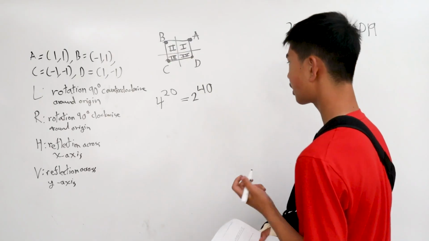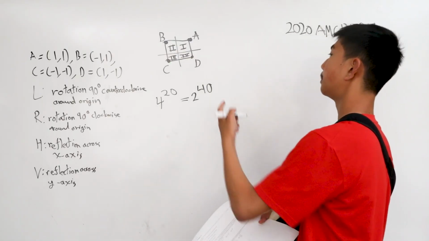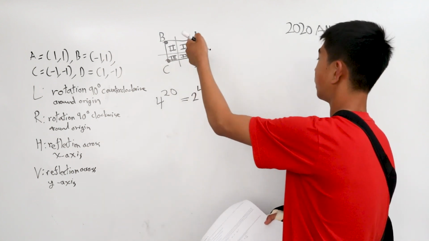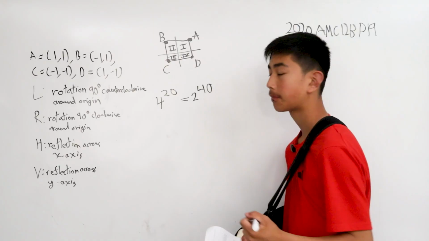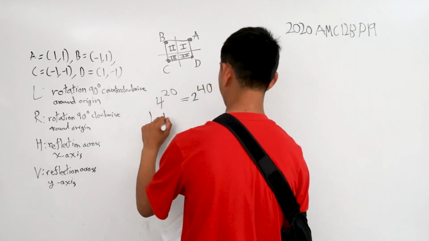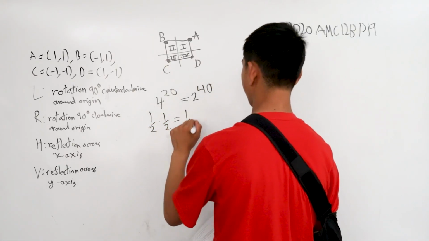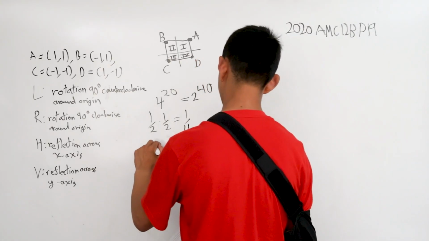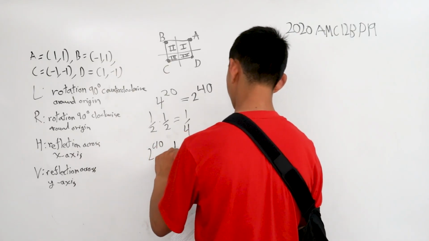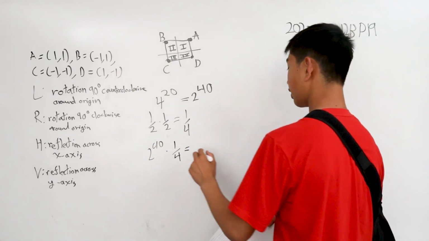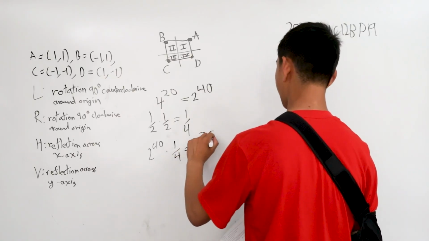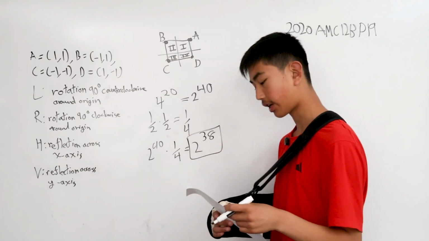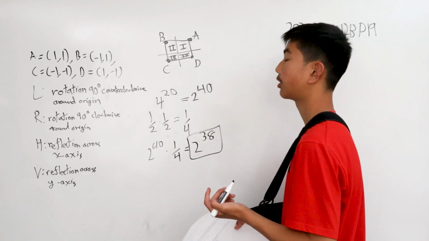So the chance of point B landing in its place is 1/2, and the chance of point B landing right here is also 1/2. So 1/2 times 1/2 is equal to 1/4. And when you take 1/4 of 2 to the power of 40, which is 1 over 2 squared, this becomes 2 to the power of 38 ways. So this is our answer for this problem, 2 to the power of 38 sequences that send the square to its original shape.